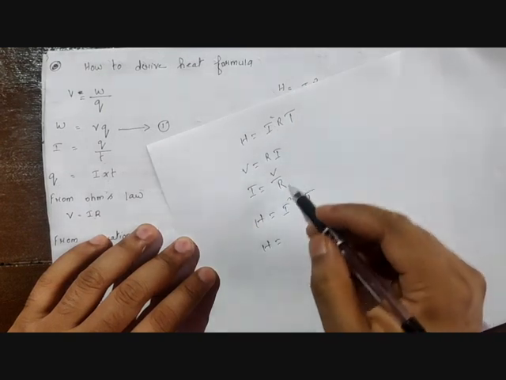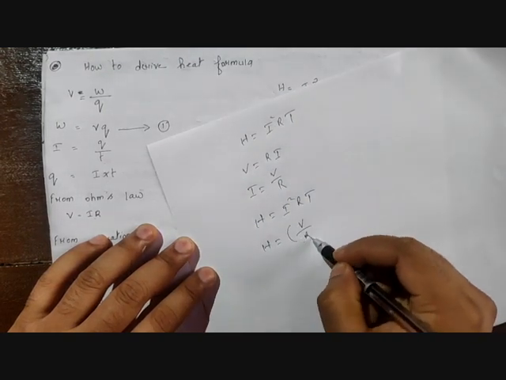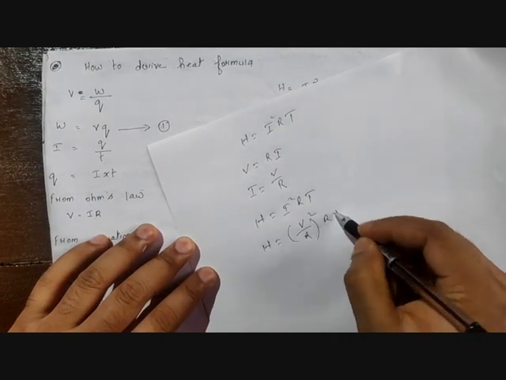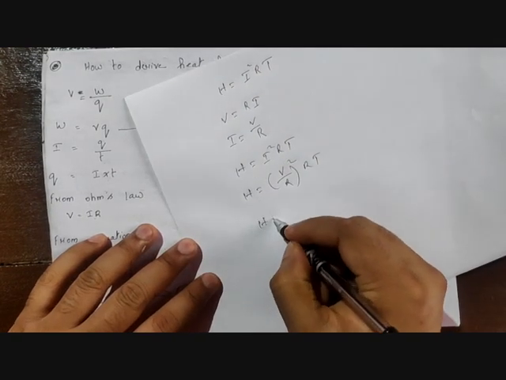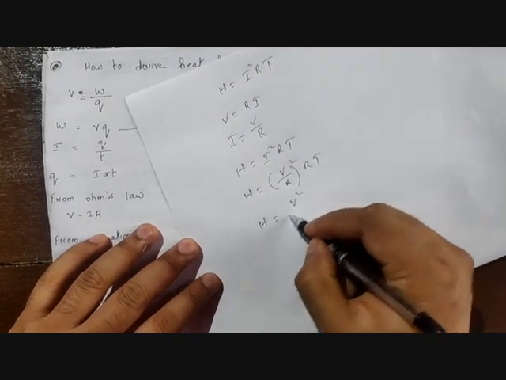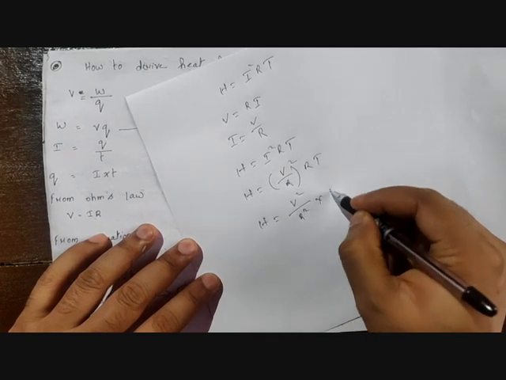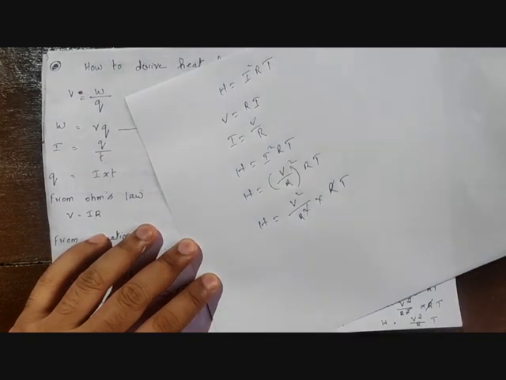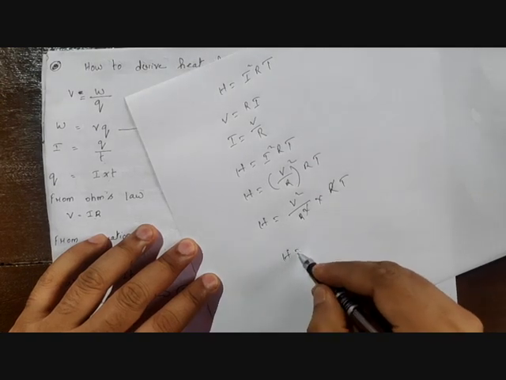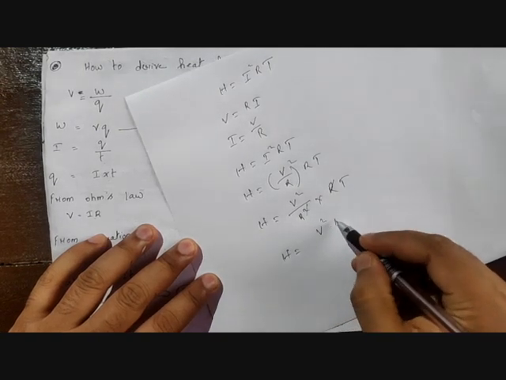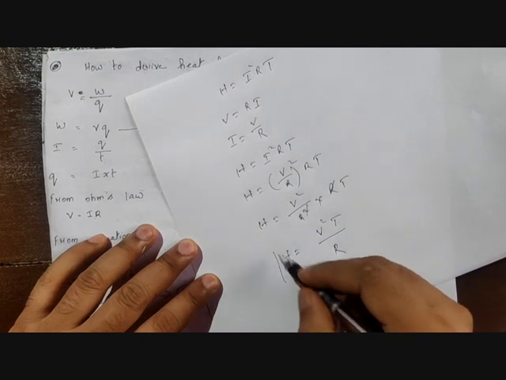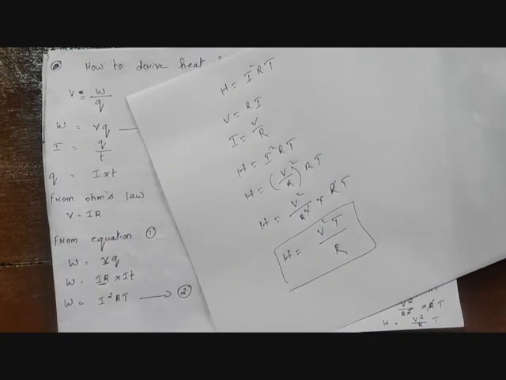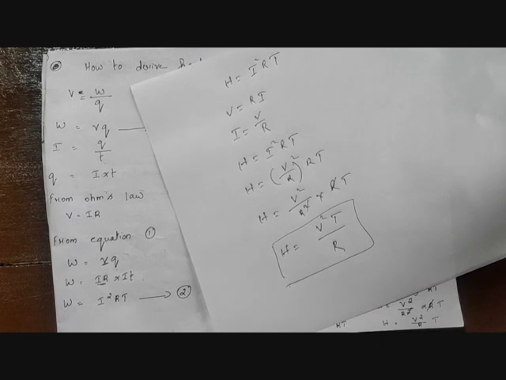In place of I, what value can I put? V by R, right? Fine. So V square by R square, R T, right? So can we cancel? Yes. So we'll get V square T by R. This is also one equation for Joule's law of heating. Clear? This equation can also be used in numericals. Fine.